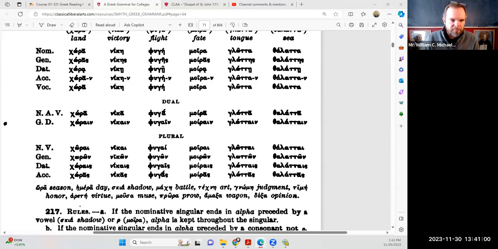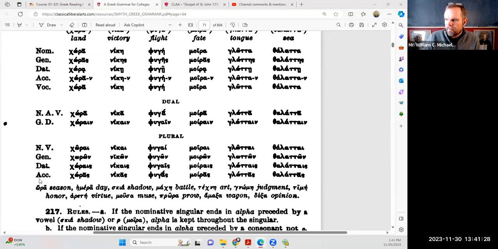They're all the same. Look carefully, not just sigma. Well, you can say sigma if you compare it to the nominative here, but the ending is alpha iota sigma, right? The iota sigma at the end marks the dative plural. Chorais, nikais, fugais, moirais, glottais, and thalatais. So that iota sigma ending marks those.